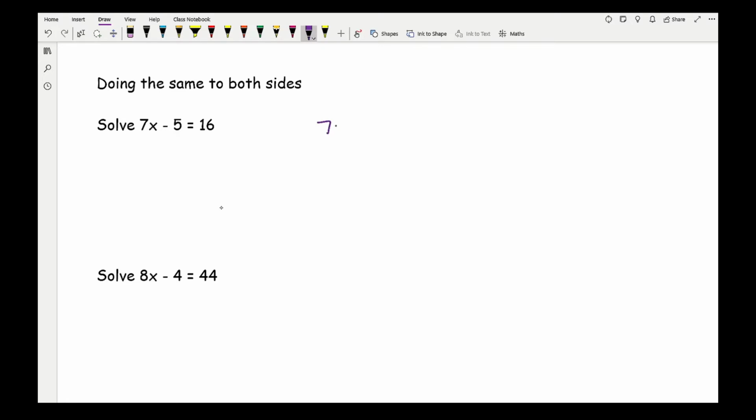So for example, if I just write out the question, I've got 7x minus 5 equals 16. Now, as I've said, you want to try and get x by itself. So what you need to get rid of first, typically if a question looks like this, is whatever's being added or subtracted. So I want to get rid of this minus 5. Now, how do I get rid of a number? I do the opposite.